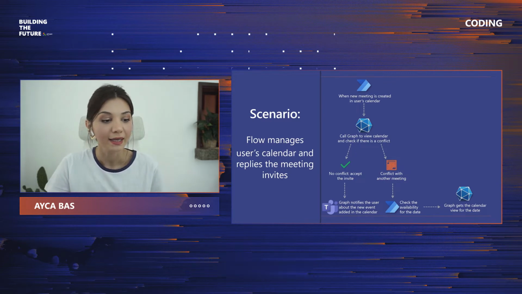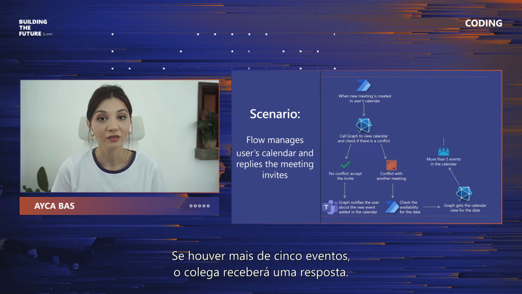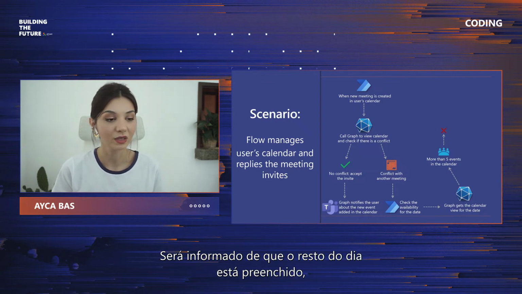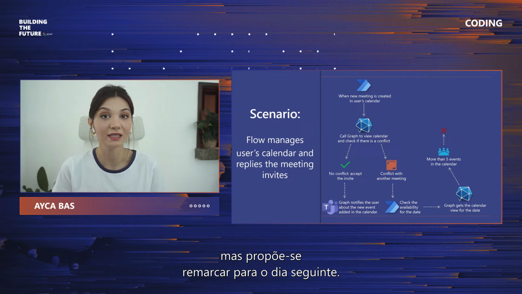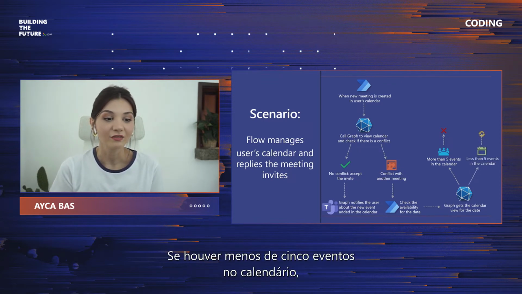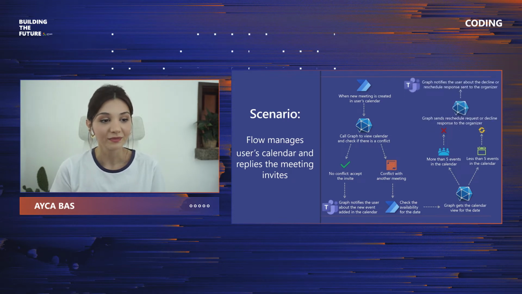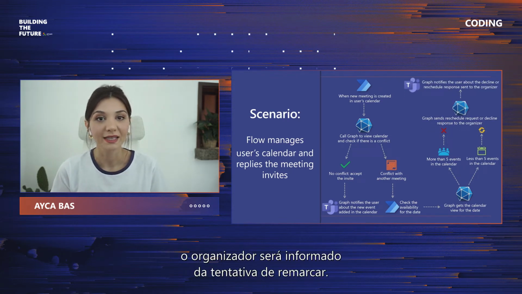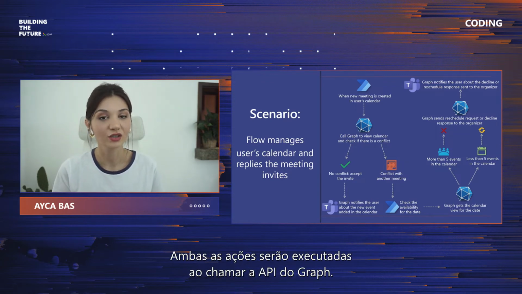If there are more than 5 events, unfortunately, we send a reply back to our colleagues saying, unfortunately, rest of the day is full for me, but what about the other days? Do you want to reschedule to other dates? If there are less than 5 events in the calendar, again, we respond back saying, can we reschedule to the organizer? And both of these actions will be done by just calling Graph API in the background.